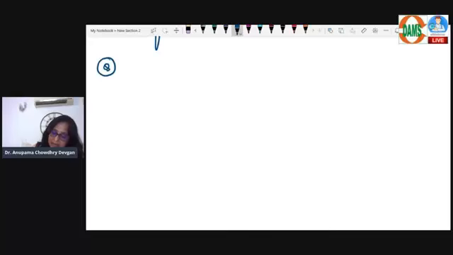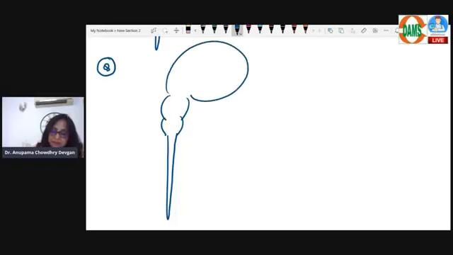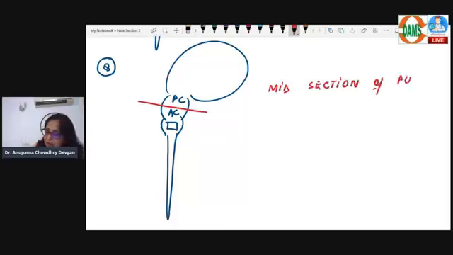Now again, I'm drawing the spinal cord, the medulla, the pons, and the higher centers, right? The medulla has the respiratory center. The pons: lower pons has the apneustic center, upper pons has the pneumotaxic center. If I do a midsection of the pons, now what will happen?